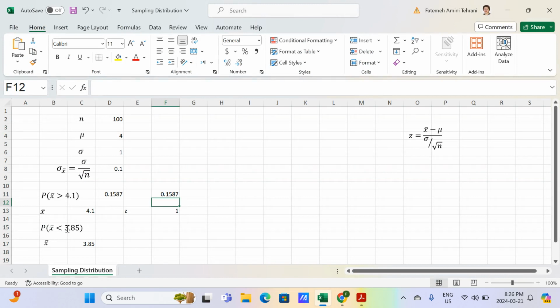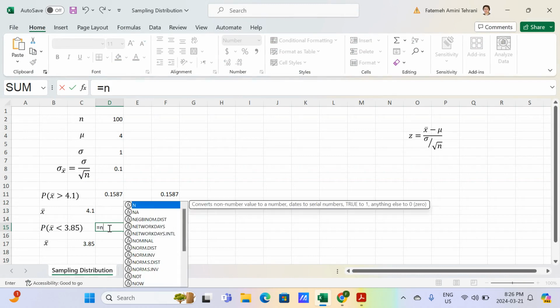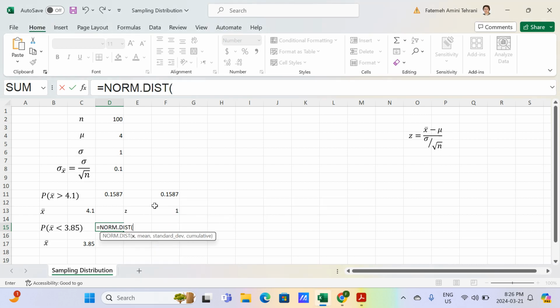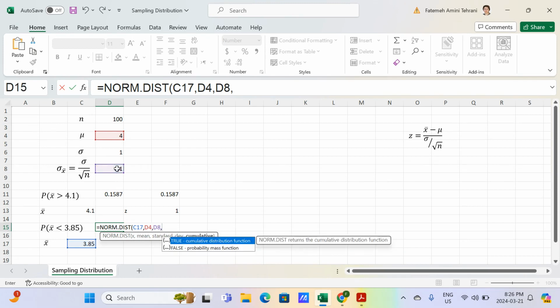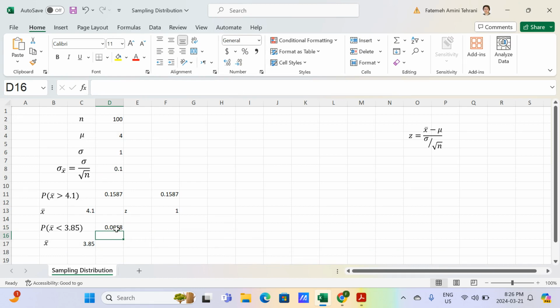Here I have P of x bar less than 3.85. Because I'm looking for the area on the left side, I'm going to use the normal distribution if I work with x bar directly. So how much is x bar? 3.85. The mean is exactly equal to the population mean. The standard deviation is 0.1, the standard deviation of x bar. And it's always cumulative. We get this number.